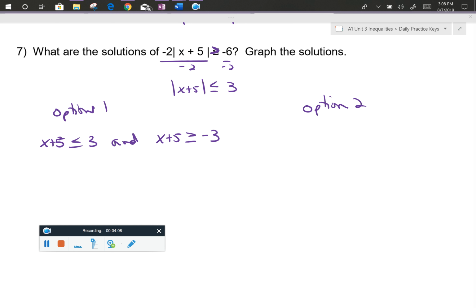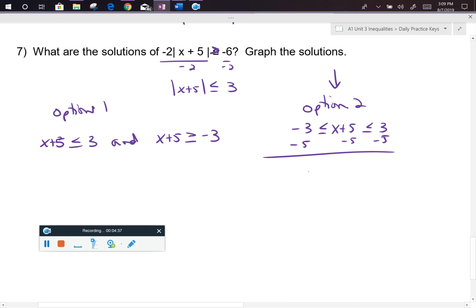Notice we're saying x plus 5 is bigger than negative 3, but also at the same time smaller than 3. So I can actually say x plus 5 is smaller than or equal to 3, but is bigger than or equal to negative 3. I'm sort of sandwiching the x plus 5 between the two numbers. This is my preferred method because it becomes really easy to see how to make the graph. I'm going to get x alone by subtracting 5 from all three sides. I have negative 8 is less than or equal to x, which is less than or equal to negative 2.